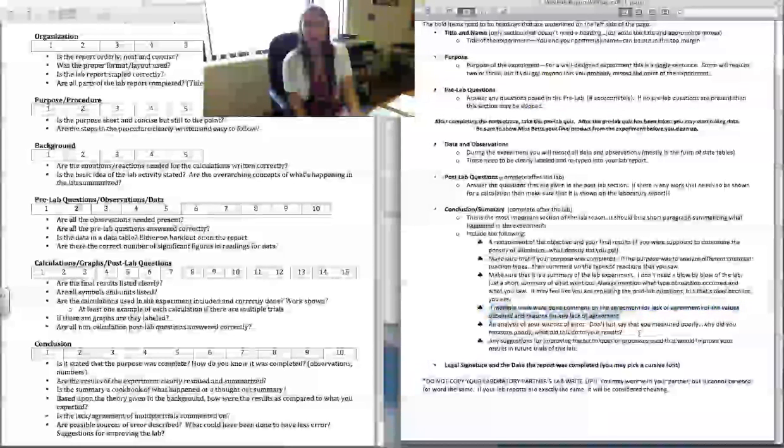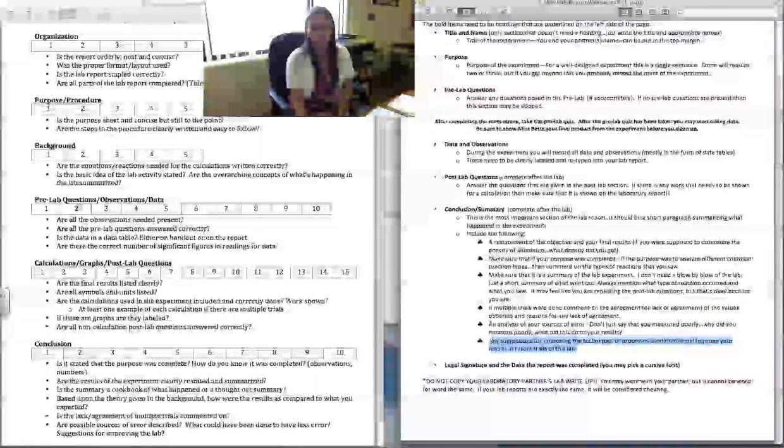Also, analyze your sources of error. Don't just say, I measured poorly. Why did you measure poorly? What did it do to your results? Did I put it on the balance and it was still hot and it didn't measure it right? Don't just say I didn't have any error, but you had to actually figure out a percent error, and your percent error was 50%. So tell me what went wrong. What did you not do well, or what probably wasn't accounted for in my measurements?